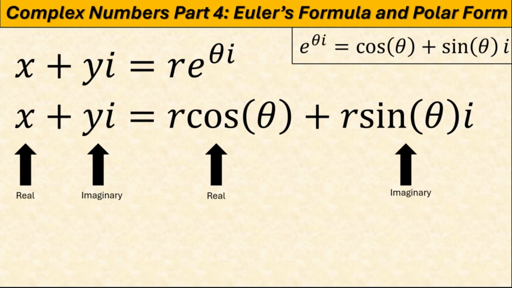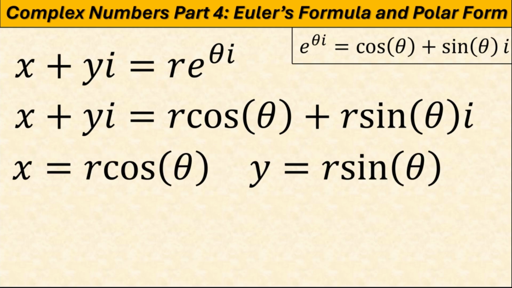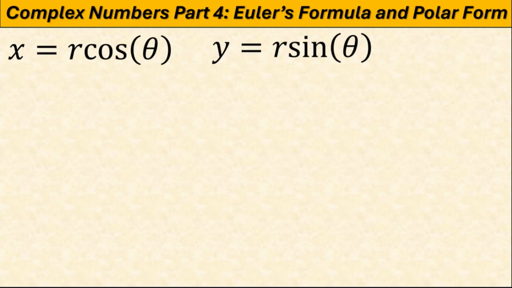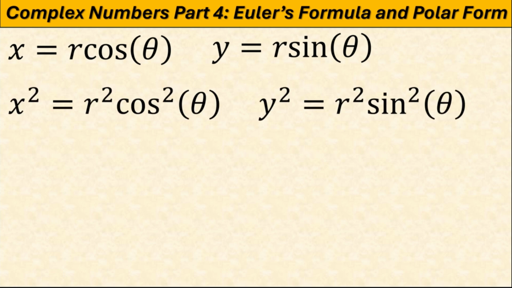Notice that we have both a real and imaginary term on the left side and a real and imaginary term on the right side. Seeing this, we know that the real terms are equal to each other and the imaginary terms are equal to each other. And so x equals r cosine theta and y equals r sine theta. Now that we know this, we can do some interesting things to this to show why it all works out.